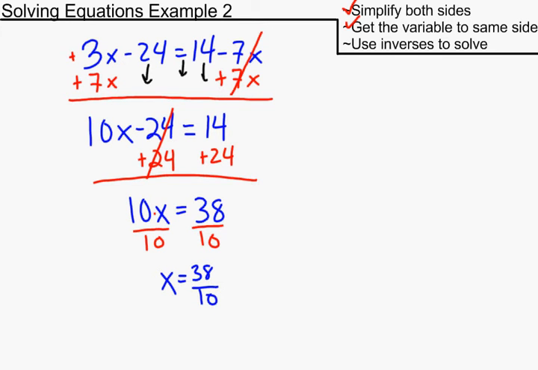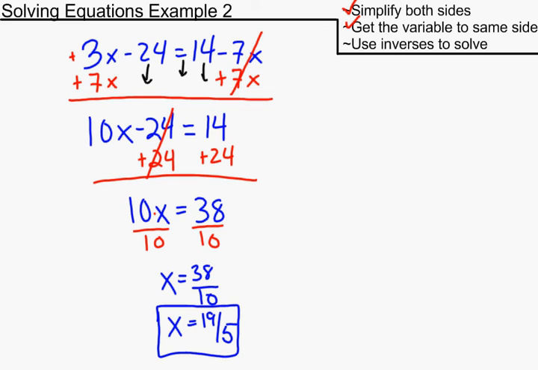I know that 38 does not divide nicely by 10. In other words, I don't get an integer for an answer. So to be mathematically correct, I'm going to reduce the top and bottom here by 2 and get x equals 19 over 5. And I'd prefer improper fractions. You could change that into a decimal if you would like. You get 3.8. That's my only answer to the equation.